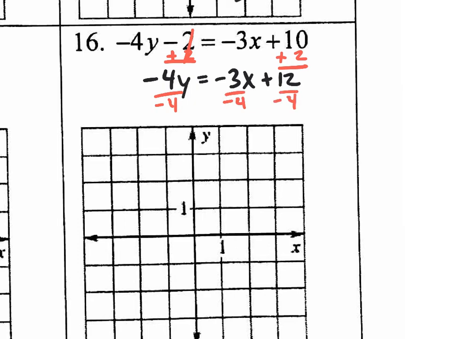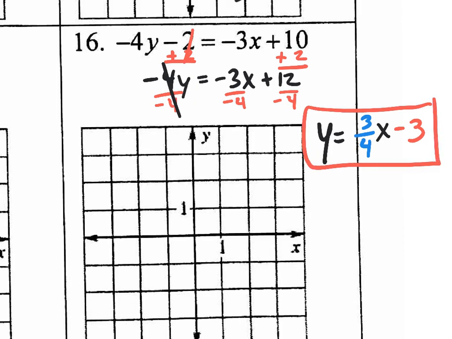So this is where we get our final slope-intercept form equation. Y equals, because the 4 is canceled out, a -3 divided by a -4 is a +3 over 4, and it still has the x, and your b value will be -3. Are you with me? So this is your slope-intercept form equation.